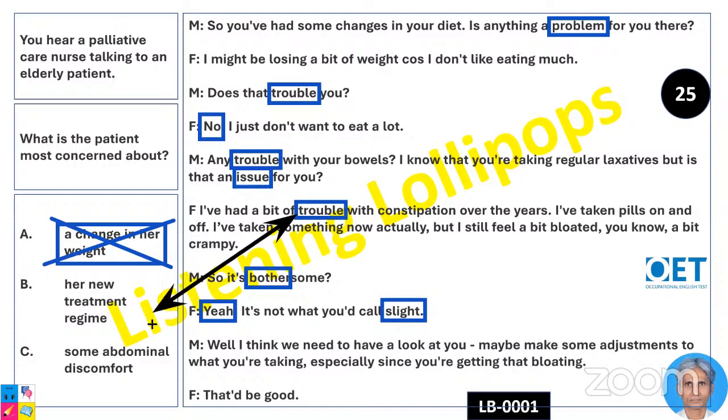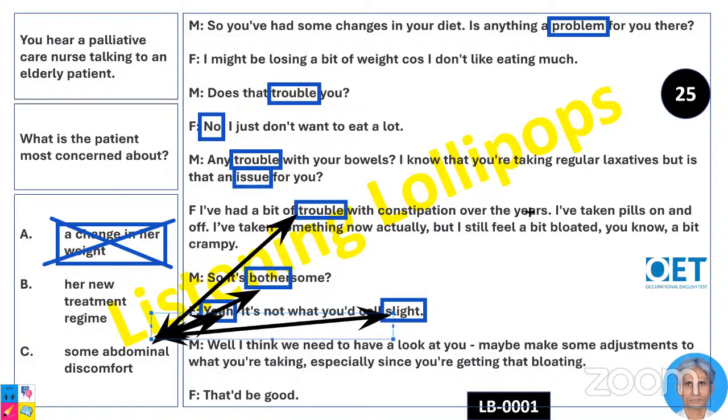Trouble, bothersome, not slight. So you understand that very clearly. Okay, that's very clear. So here, losing a bit of weight is not a trouble. Taking regular laxatives is not an issue.